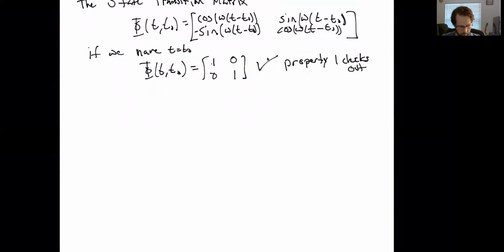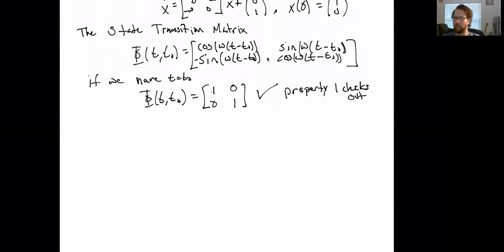I'm not going to go through all the properties. I just wanted to show you that the properties hold. But you may see some checking of the properties in your homework.